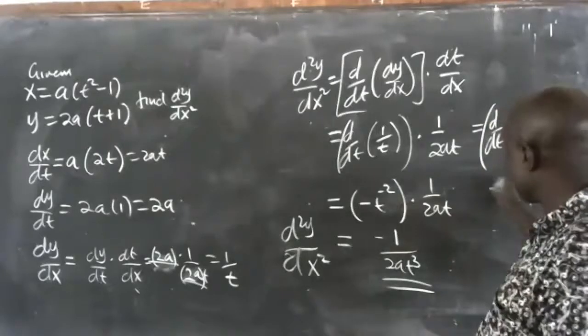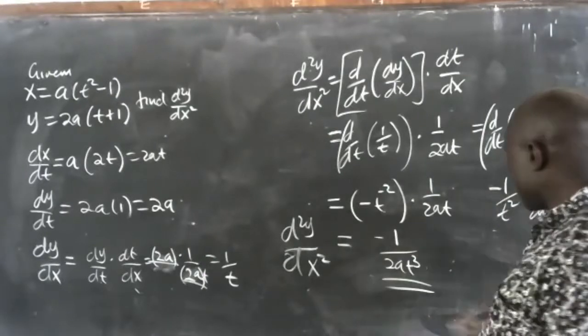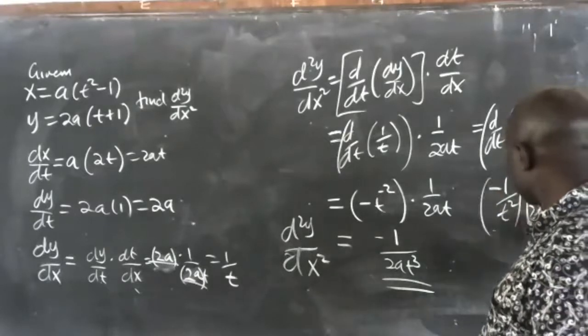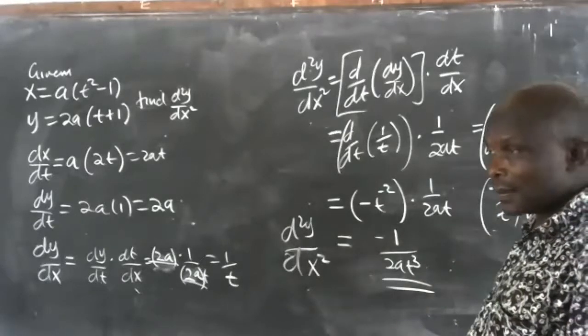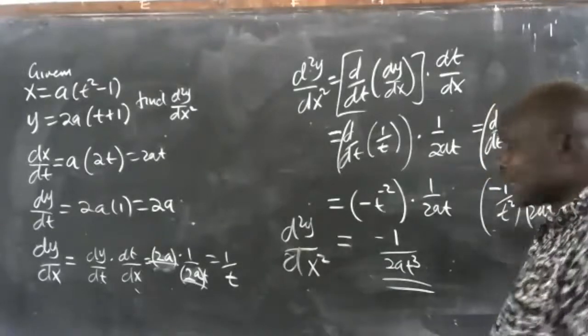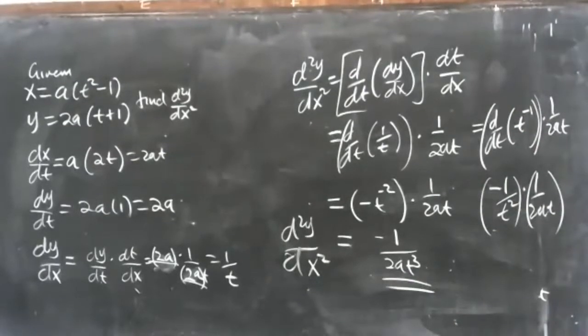This one here is negative 1 over t squared, and we multiply with 1 over 2a. What do you get? Yes? Excuse me, teacher. Please, don't you get it? Yeah, we get the point. Negative t. How do we get negative t? Do you understand how we get negative?